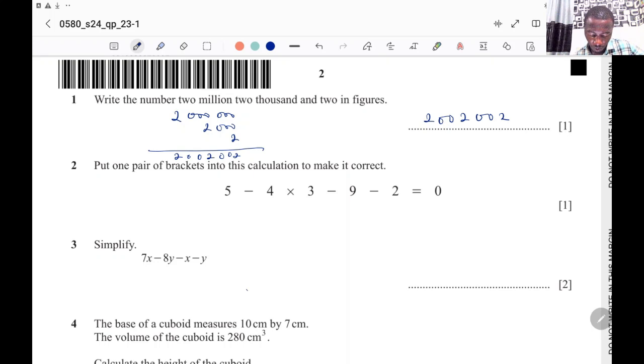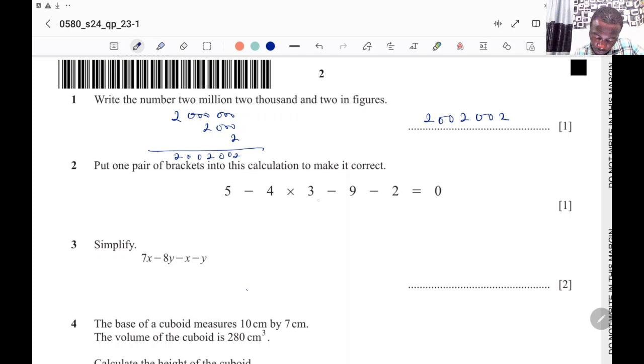Okay, question number 2. Put one pair of brackets into this calculation to make it correct. So here it means, where are we going to put brackets such that when we subtract 5 minus 4 times 3 minus 9 minus 2, we'll end up getting 0 at the end of the day? First of all, we obey BODMAS. So let's try to obey BODMAS here.